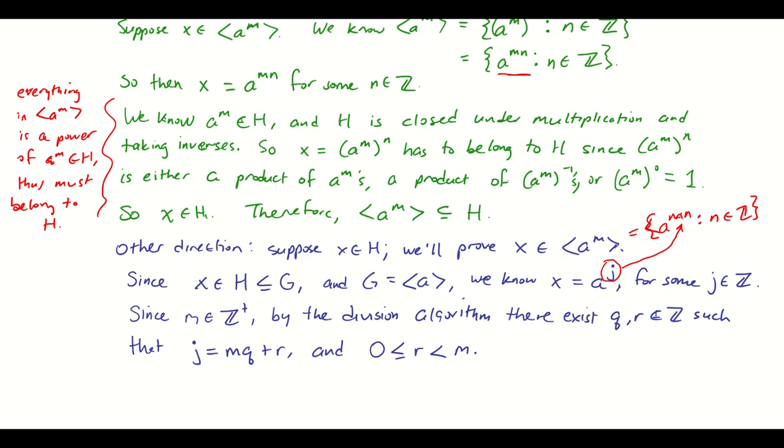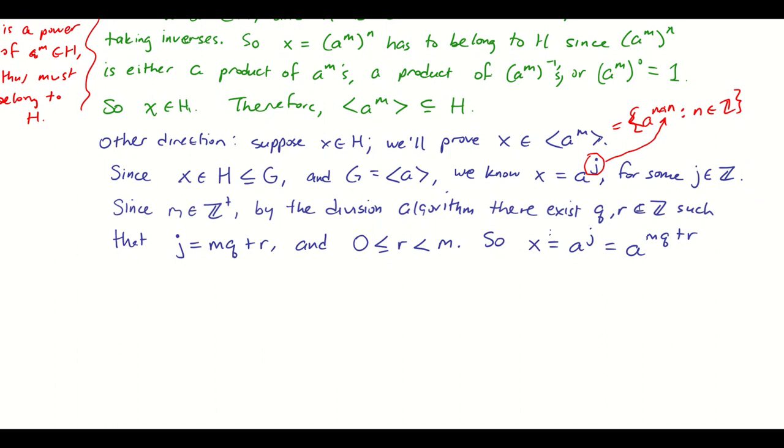So again, I know that j is equal to mq plus r, and I know that x is equal to a to the j. So I'm going to use this expression for j to rewrite x in slightly more useful terms. So we have x equals a to the j, which is equal to a to the mq plus r. And now I'm going to do a little bit of algebra over here. We're going to use our properties of exponents to rewrite this as a to the mq, which is also a to the m to the q, times a to the r.